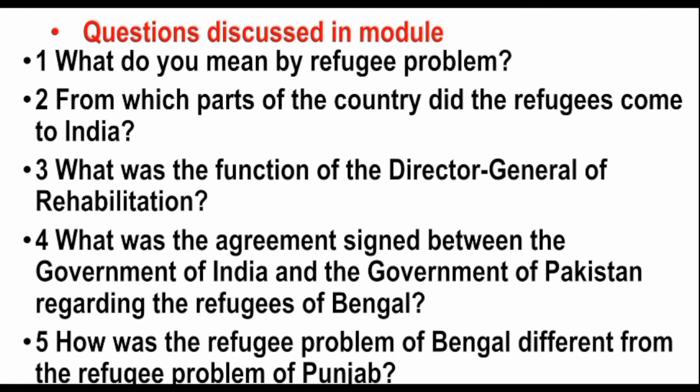Question number 1 is, what do you mean by refugee problem? From which parts of the country did the refugees come to India? The next question is, what was the function of the Director General of Rehabilitation? Next question, what was the agreement signed between the Government of India and the Government of Pakistan regarding the refugees of Bengal? And the last question is, how was the refugee problem of Bengal different from the refugee problem of Punjab?